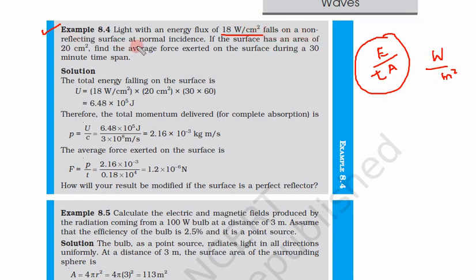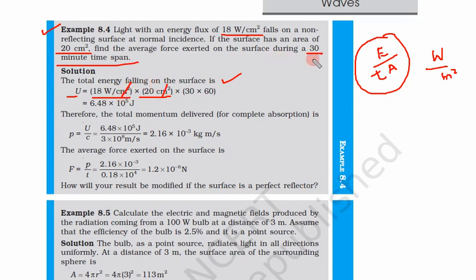It falls on a non-reflecting surface at normal incidence. If the surface has an area of 20 centimeter square, find the average force exerted on the surface during a 30-minute time span. So now we have to tell how much force was exerted. Now let us solve. The total energy falling on this surface: we have 18 watt per centimeter square. First we have to multiply with the area. The area is 20 centimeter square, and centimeter square gets cancelled.